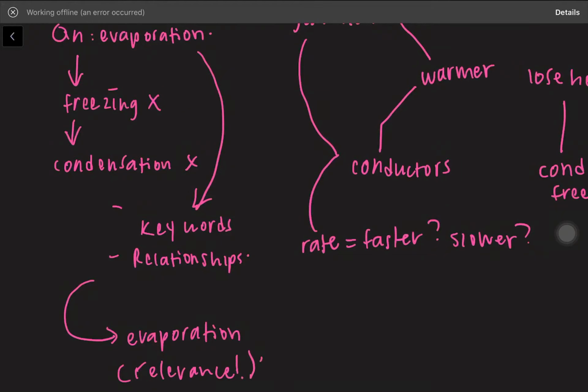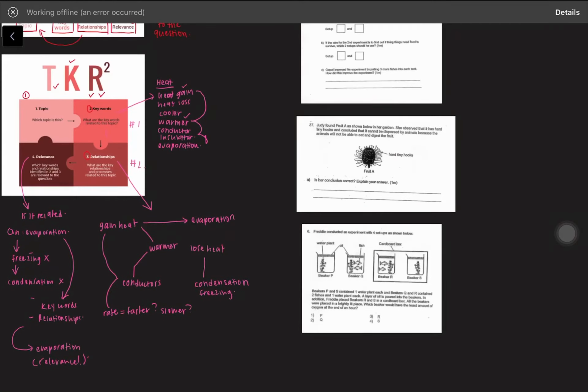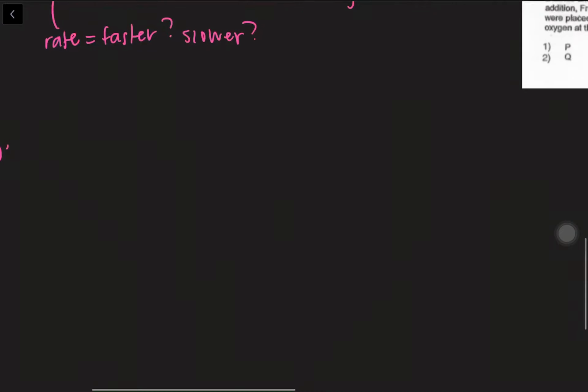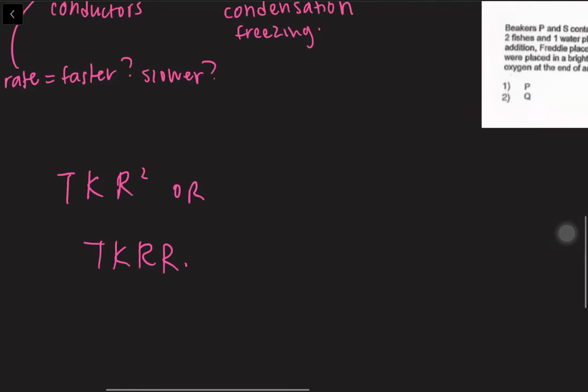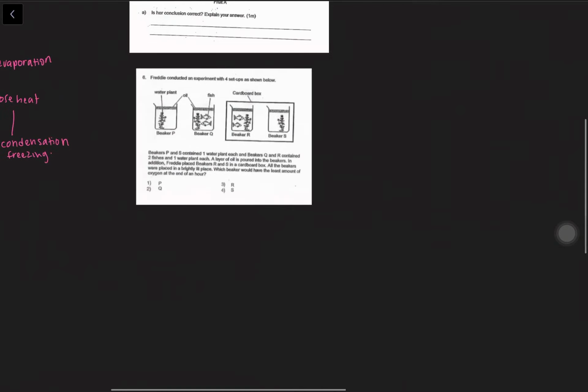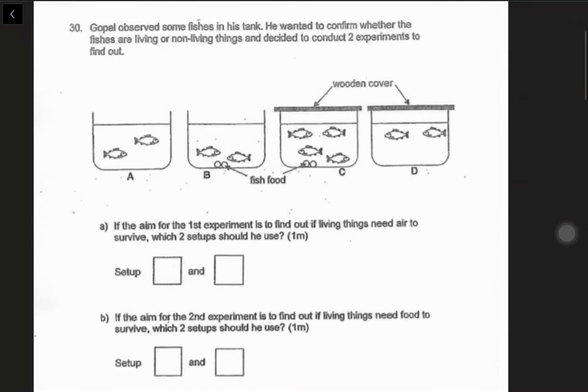Okay, so now that we have gone through this framework, remember TKR square or TKRR. Use them. Now we're going to show you how to use them when you're doing your questions, both in section A as well as section B. So let's take a look at some examples.